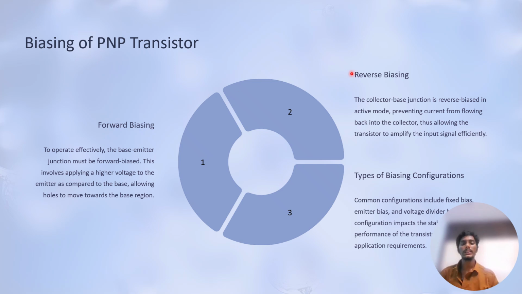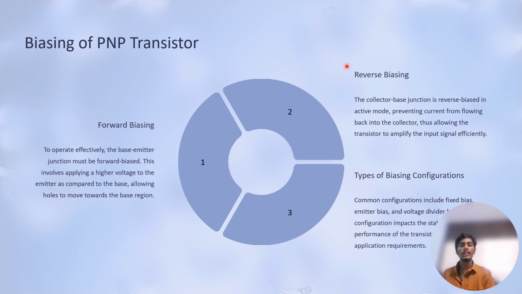And next, the reverse biasing condition. In this reverse biasing condition, the collector base junction will be in forward bias, and the emitter base junction will be in reverse bias. This collector base junction is in active mode. That's why the depletion region is greatly enlarged, and the flow of electrons from the emitter to the collector is easy through the n-type region.